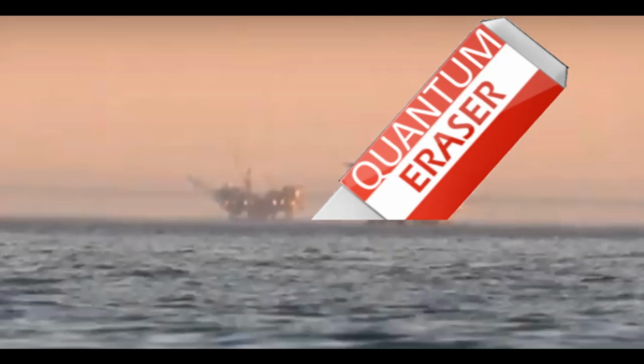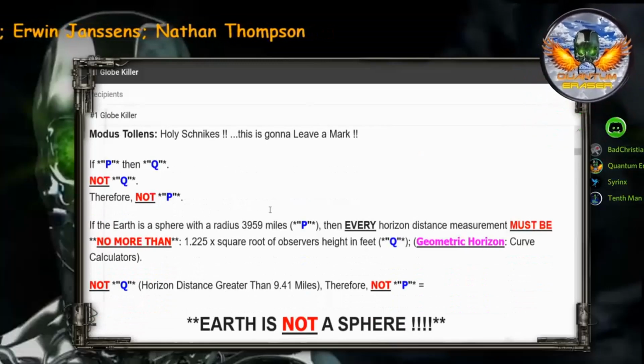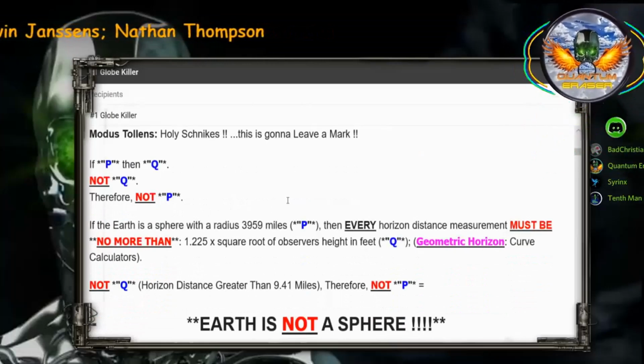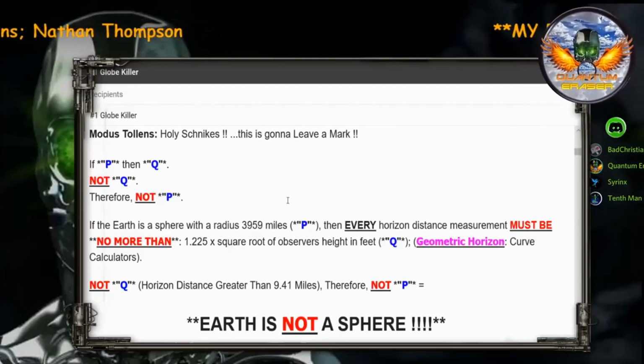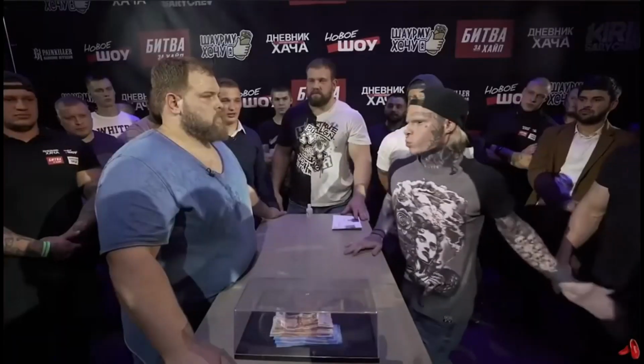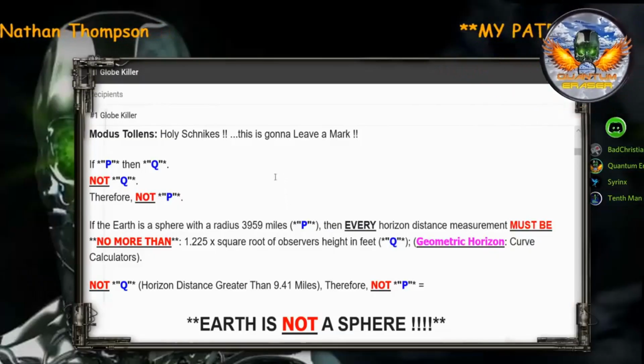And QE, your modus tollens, it only works on a spherical ball in a vacuum, mate. Here is the actual argument. Modus tollens. Holy shnikes, this is going to leave a mark. Gonna hurt, you reckon, QE? Okay, take your best shot. Is that it? Is that all you got?